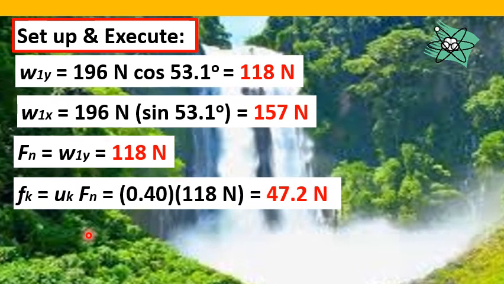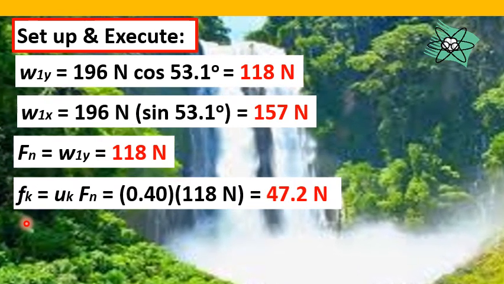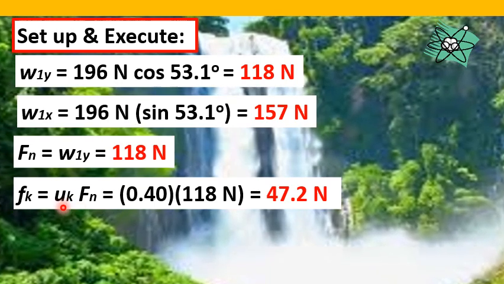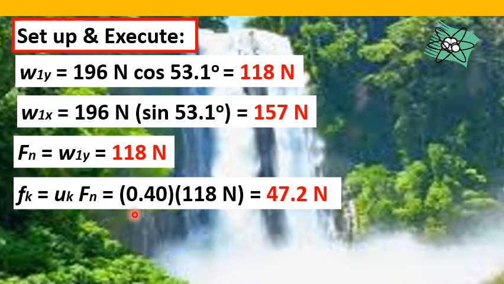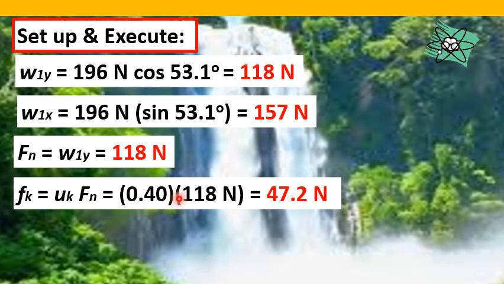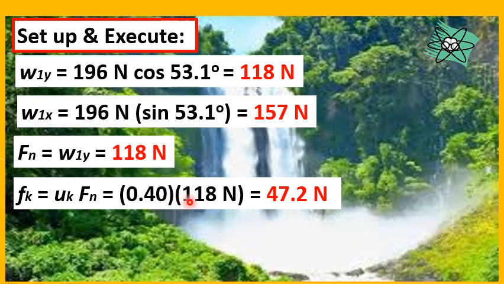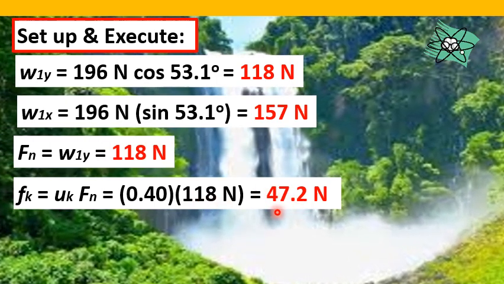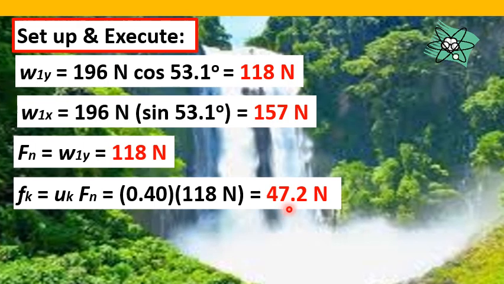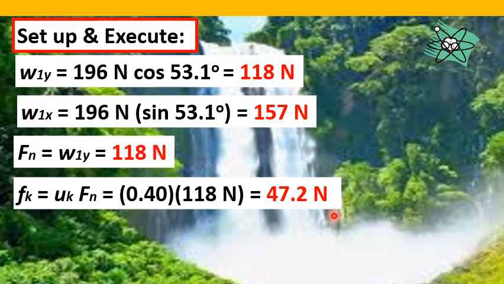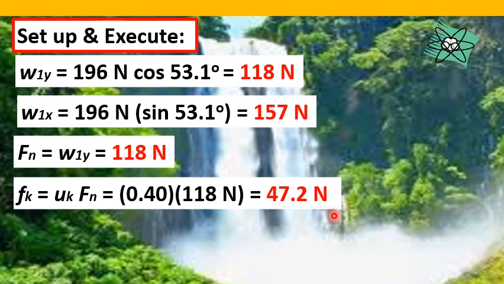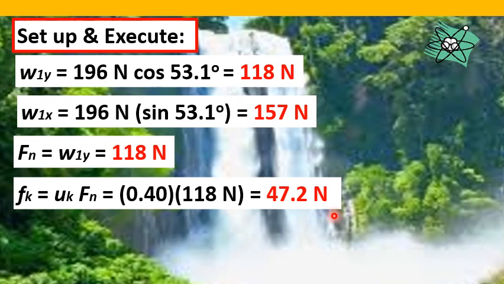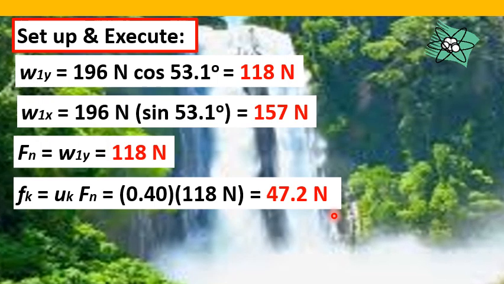And computing for the kinetic friction, given its coefficient of kinetic friction 0.40, multiplying that by the normal force 180 newtons, we find the force of kinetic friction equal to 47.2 newtons. And we are also asked to find the mass.